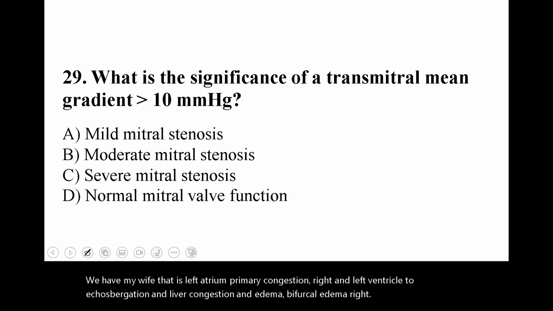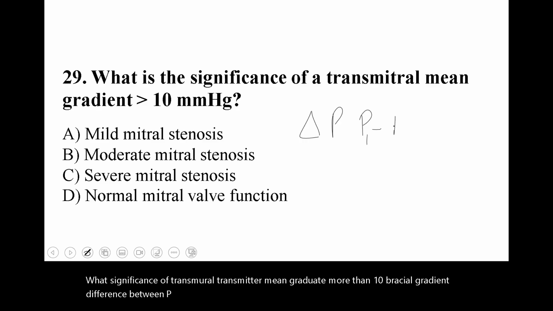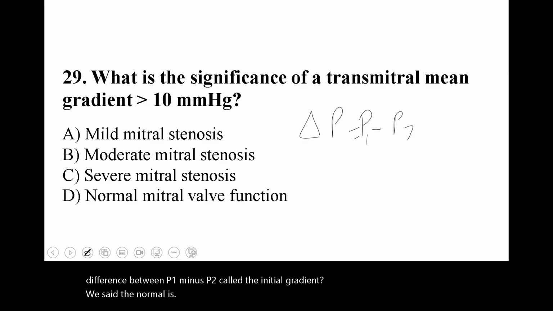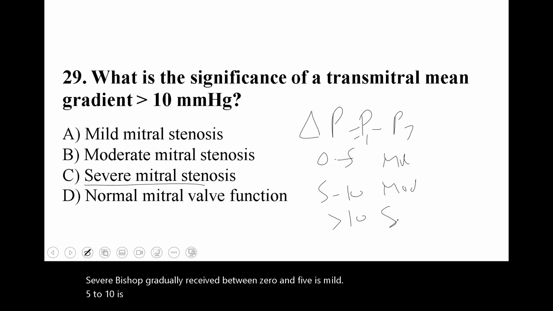What significance of transmitral mean gradient more than 10? Pressure gradient, difference between P1 minus P2, called the pressure gradient. Pressure difference, we said the normal is, so more than 10 indicate what? Severe. Pressure gradient we see between 0 and 5 is mild, 5 to 10 is moderate, more than 10 is severe, right? This one is more than 10, severe.